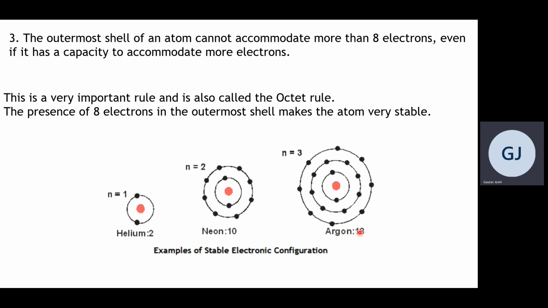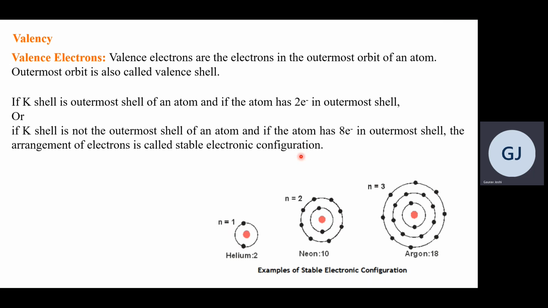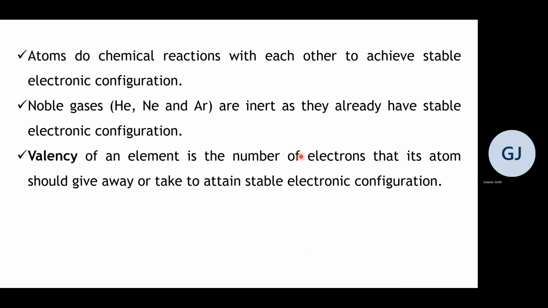For example, argon has an atomic number of 18. How will it be filled? 2 electrons will be in the K shell, then 8 electrons in the L shell. 2 and 8 is 10. How many remain? From 18, minus 10, we are left with 8. So the third shell will have 8 electrons. The third shell can occupy 18 electrons, but it will occupy only 8 here. So this is how we do the configuration. Now there is an octet rule.